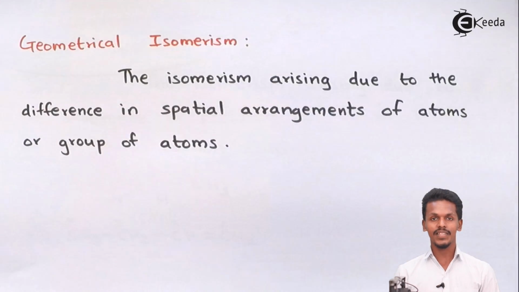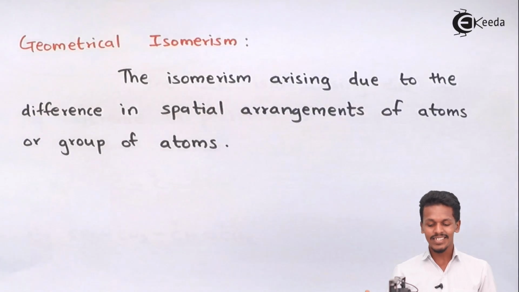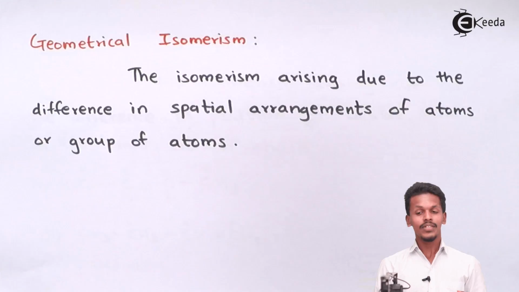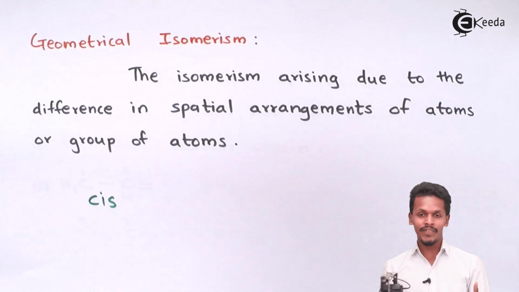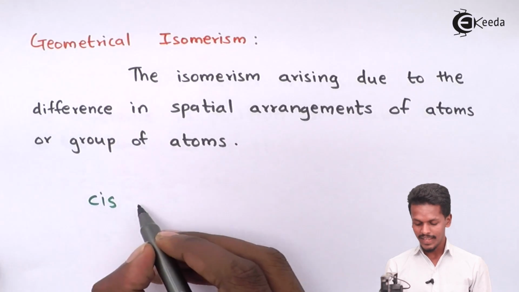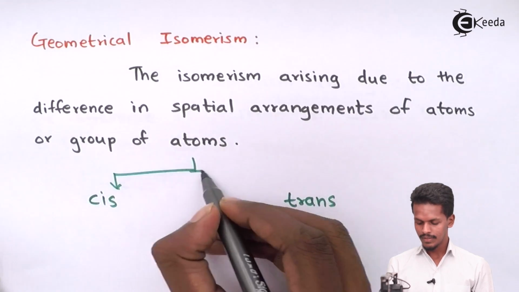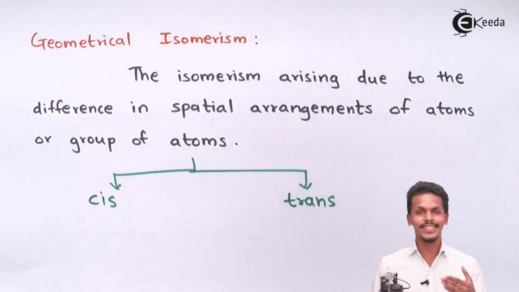Even though the molecular formula would be the same, there would be a difference in the spatial arrangement of the atoms, and that's the reason they are called geometrical isomers. Basically the geometrical isomers are divided into 2 parts, cis isomer and trans isomer. Therefore the geometrical isomers are also called cis-trans isomers. So now we are going to start with what is cis isomer, and then we will move towards the trans isomer. Talking about the first one, that is cis isomer.